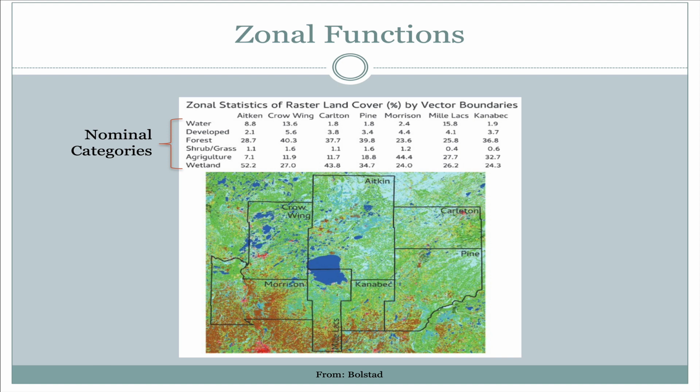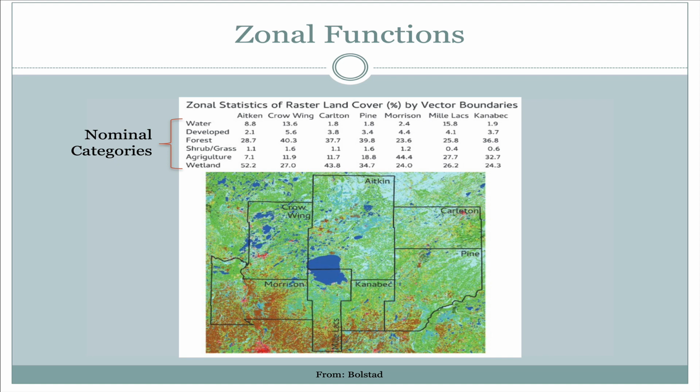One way that we can use zonal functions is if we have some sort of land use or land classification, and we want to see how much of it is occurring within different administrative units. In this example here, we're simply summarizing within each of these counties how many of the grid cells fell into these different categories, such as water, developed, forest, etc. And that way we can summarize the entire land classification here based on how much of each occurs in these counties.